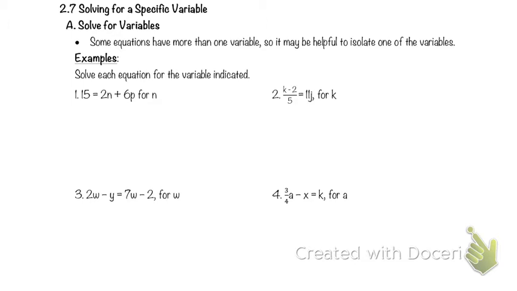So on number 1, 15 equals 2n plus 6p, and we're supposed to solve this for n. So we have n and p, but we want to get n by itself. So the question becomes, how do we get n by itself? A lot of us might look at this and think, I don't know what to do. But we actually are going to follow the same steps as if this p wasn't there. What would we do if that p wasn't there and we were solving for n? We'd subtract 6, right? Now here, instead of subtracting 6, I'm actually going to subtract 6p. Same idea, but instead of subtracting 6, I just subtract 6p.